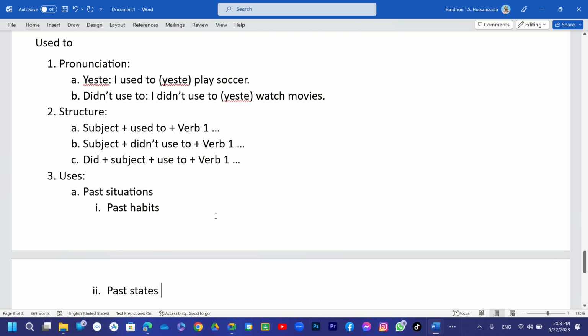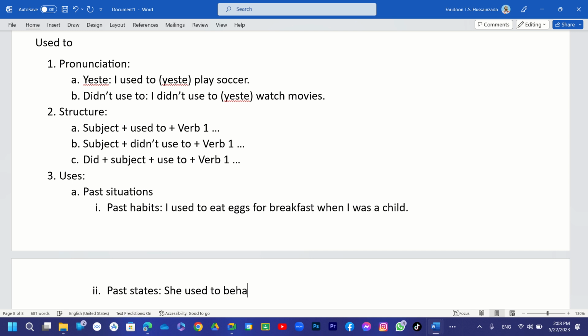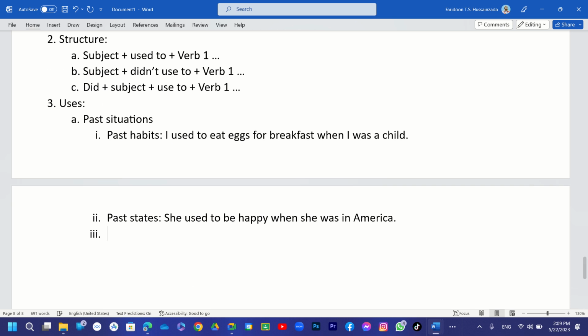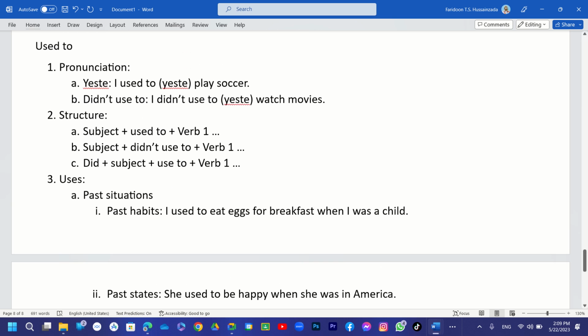So one example for past habits can be like I used to eat eggs for breakfast when I was a child. And the state one can be like she used to be happy when she was in America. She used to be happy when she was in America. Very, very easy sentences, and I think it's clear.